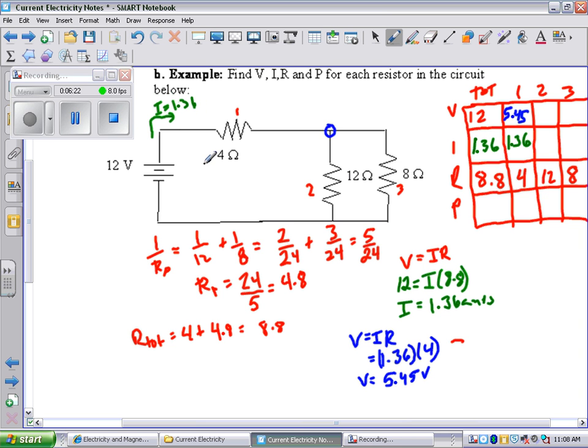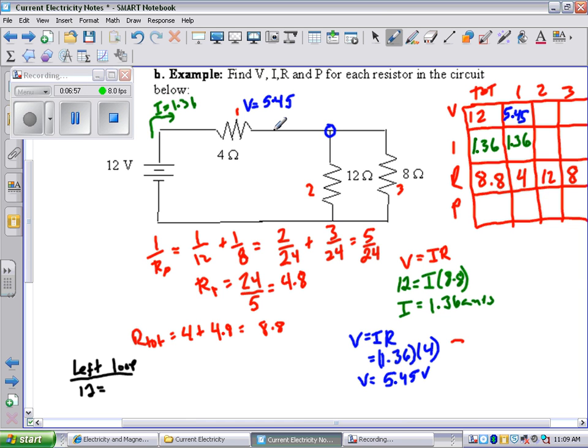So I'm going to do a loop rule. I'm going to make a note up here that my voltage for this one is 5.45. Then I'm going to go around the left loop. If I go around the left loop, I gain 12 in the battery, and then I have to lose the rest by the time I get back to the negative side of the battery. So I gain 12 going through to the positive side of the battery.